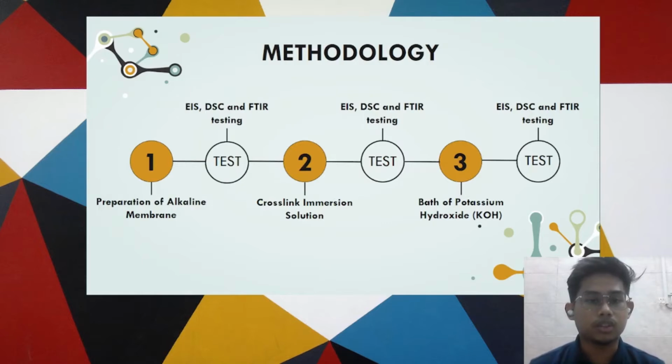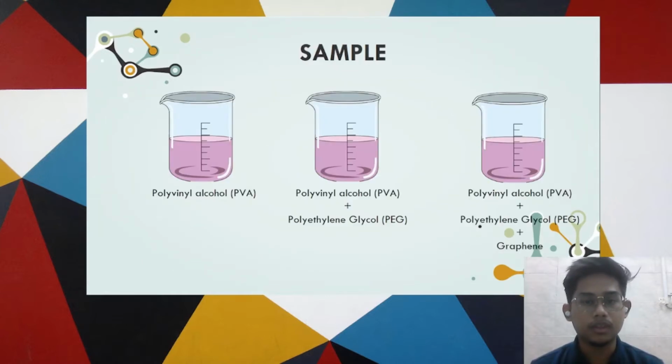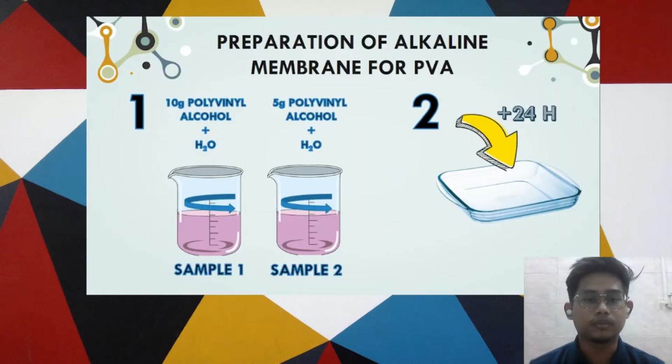For the methodology, we have three steps here, which are preparation of alkaline membrane, cross-link immersion solution, and lastly is bath of potassium hydroxide. For every step, we have testing, which are EIS, DSC, and FTIR testing. Okay, for this study, we have three samples, which are first is polyvinyl alcohol, second is polyvinyl alcohol plus polyethylene glycol, and lastly is polyvinyl alcohol plus polyethylene glycol plus graphene.